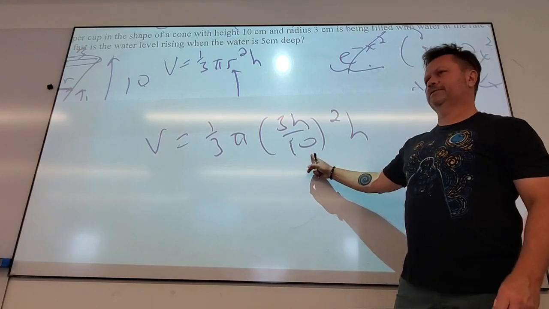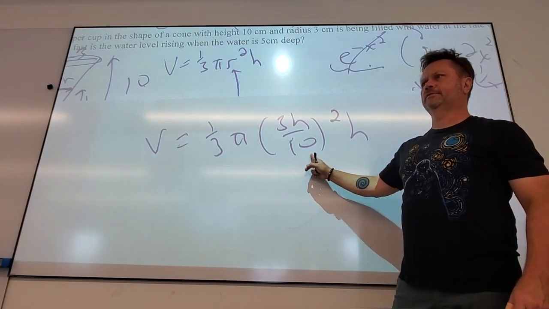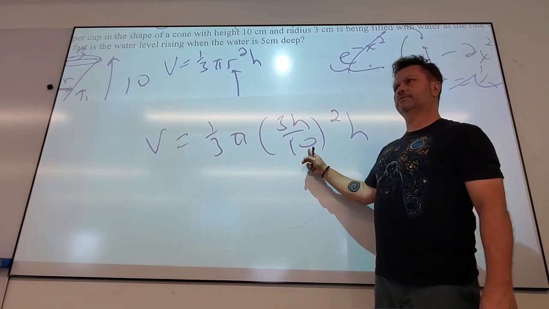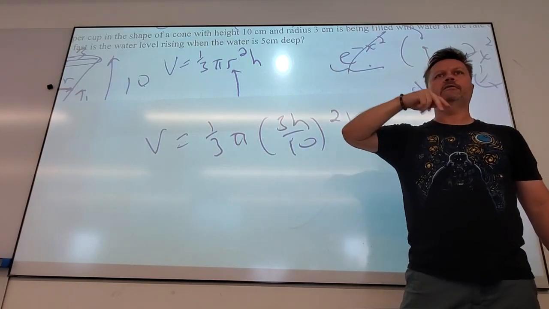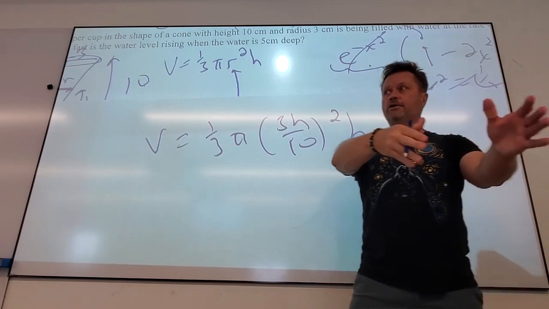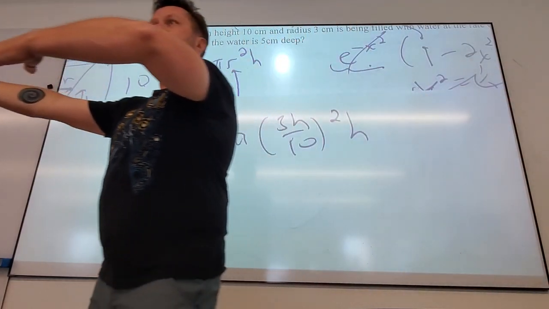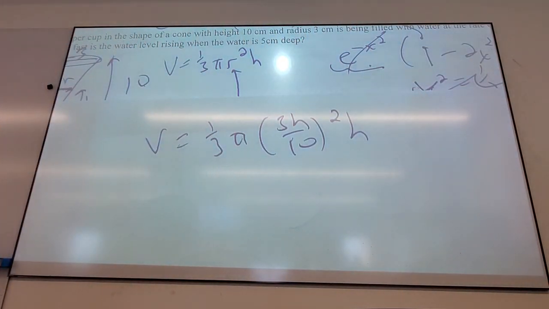So what do you get when you square this? 9h squared over 100. Now the 3 can reduce with the 9, right? Don't you have a volume in terms of height? So then you can take the derivative of both sides. Plug in what you know, solve for dh/dt, and go. Next, Jeff. Got it.